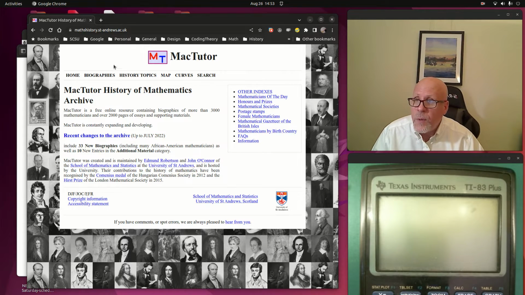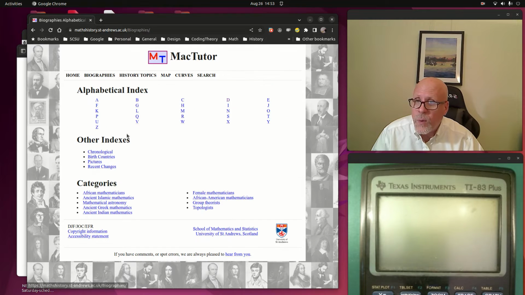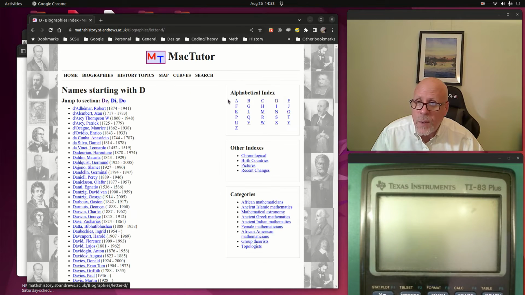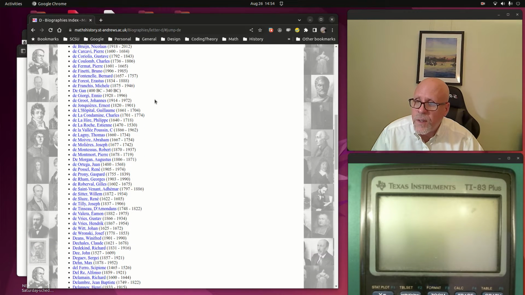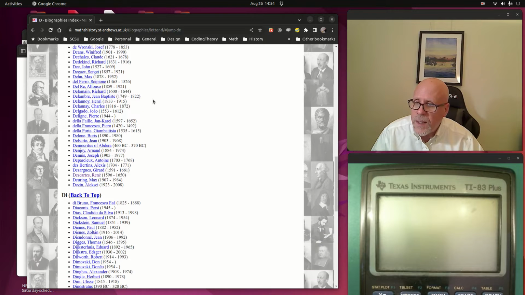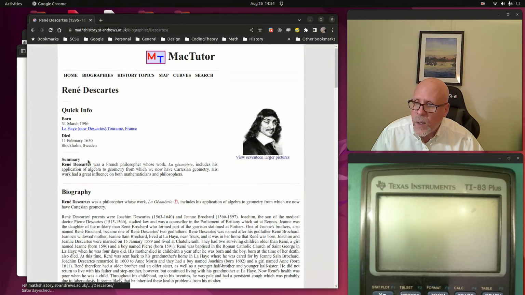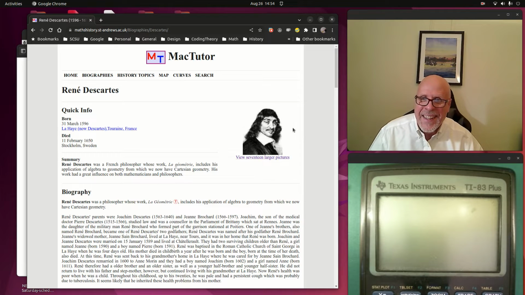Since we know the name of the dude we're trying to talk about, we're going to biographies, and it begins with a D. Notice you can jump to sections. So since there's a lot of D's, let's jump to the DEs. There he is, Descartes, Rene. So back where I just started, he's an interesting character in a lot of ways.